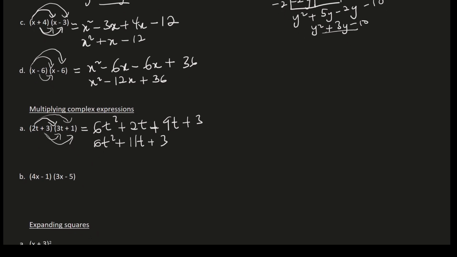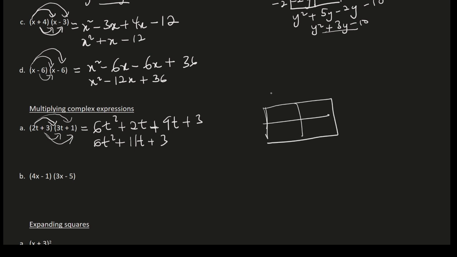We can also use the box method here. I have 2t plus 3 and 3t plus 1. So 3t times 2t gives me 6t squared, because 3 times 2 is 6 and t times t is t squared. Then 3t times 3 gives me 9t. And then 1 times 2t gives me 2t. And then 1 times 3 gives me 3.